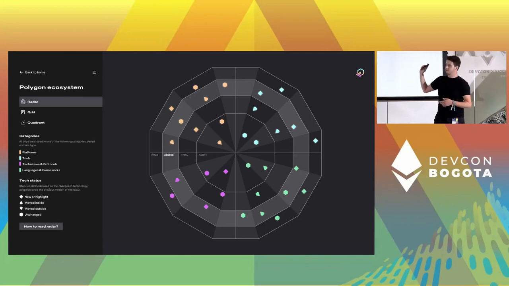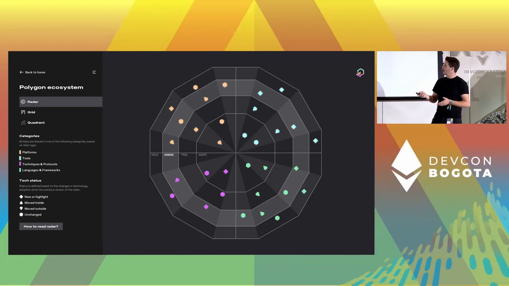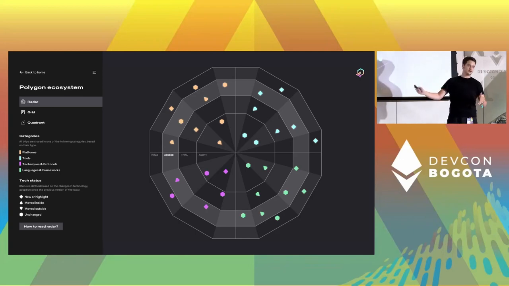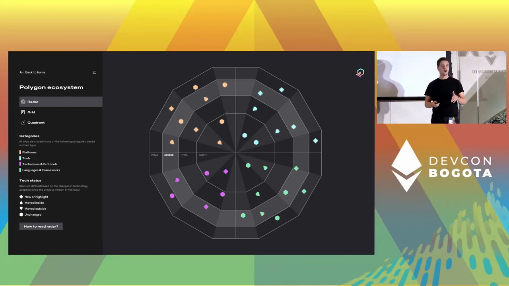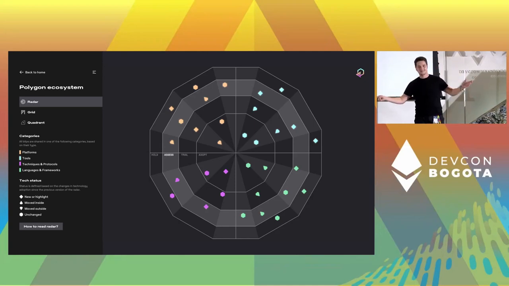But on the other hand, we also have rings. Those tell us how close to mass adoption a certain technology is in the Web3 space. So the highlighted ring that you see, the assess ring, that's for all those new and exciting things that have been popping up on Twitter, but that really haven't been fleshed out. On the other hand, the adopt ring is for those things that are indispensable for any Web3 project. And on the border, far away, is the hold ring. That's for those things that you probably want to be careful with, or that you should just totally ditch. For example, proof of work. Yay, give it up for the merge.